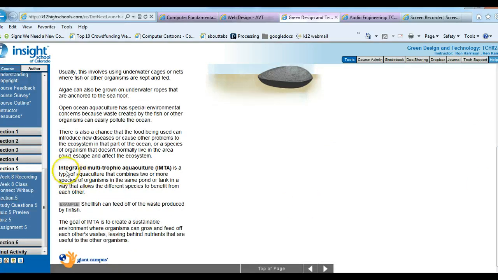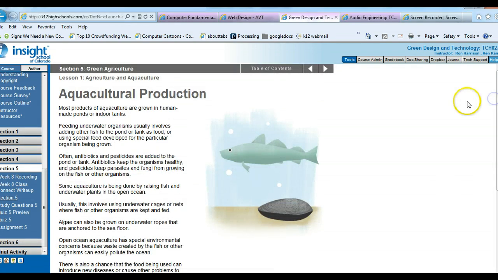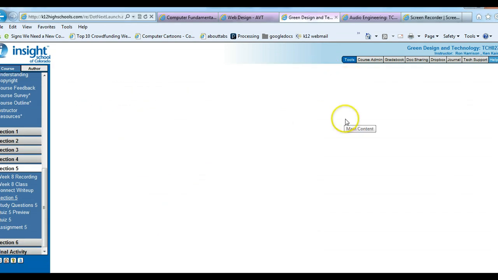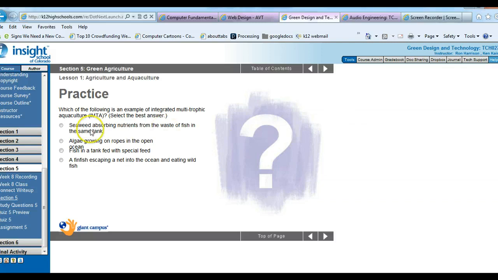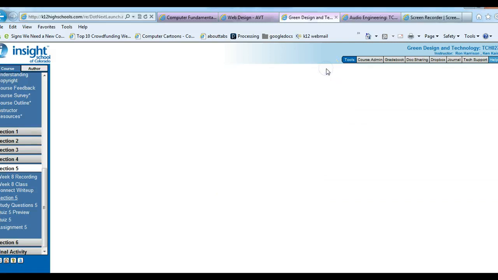What they try to do is mix them up. Multi-trophic aquaculture, where they might have shellfish and fin fish like salmon in the same area, and then they feed off of each other's wastes. So do the practice about aquaculture.